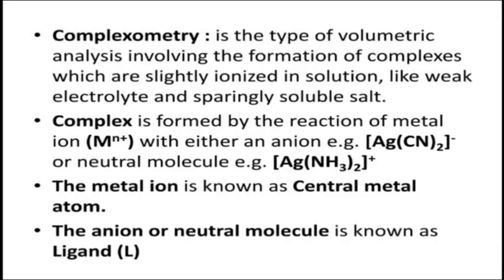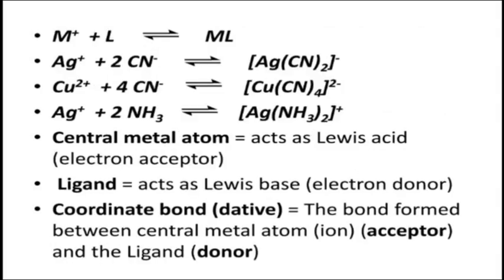Complexometry is a volumetric analysis involving the formation of complexes which are slightly ionized in solution, like weak electrolytes and sparingly soluble salts. A complex is formed by a reaction of a metal ion with either an anion or a neutral molecule. The metal ion is known as the central metal atom. The anion or neutral molecule is also known as the ligand.